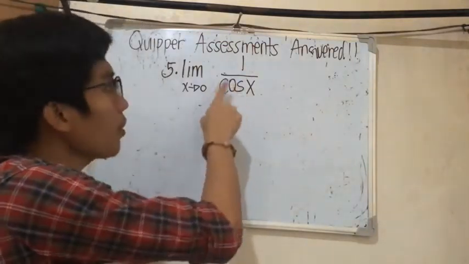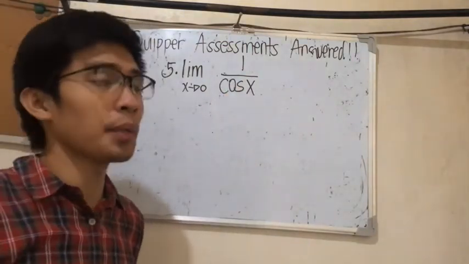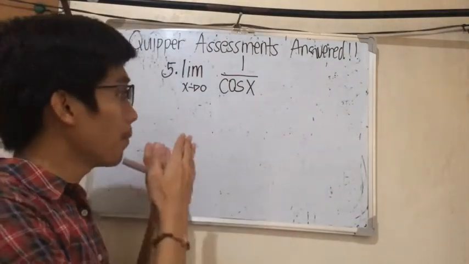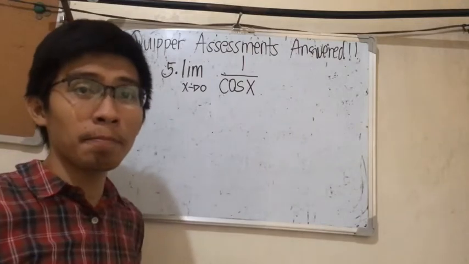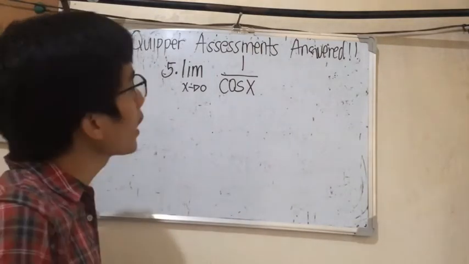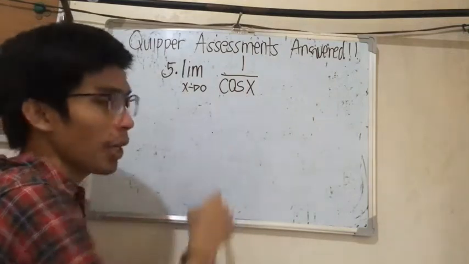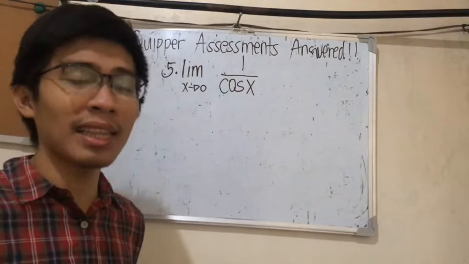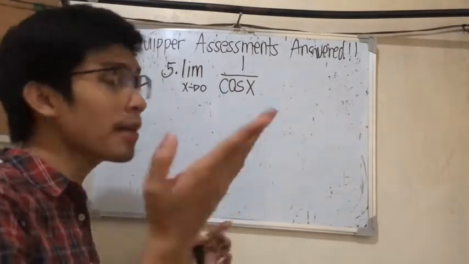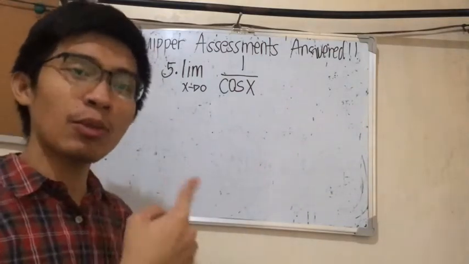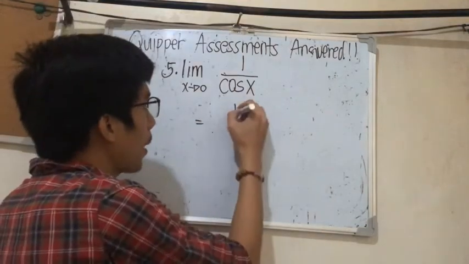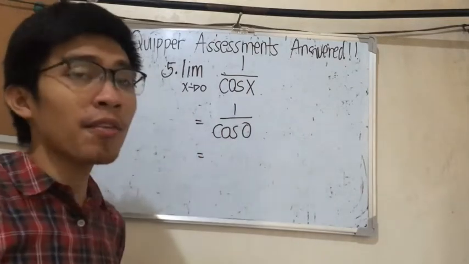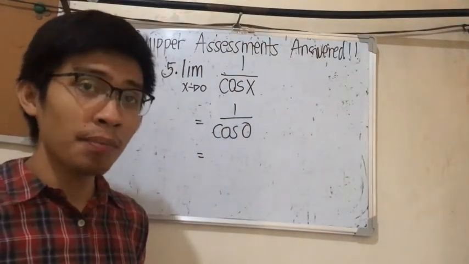That is the limit of 1 over cosine x as x approaches 0. Is direct substitution the best way in solving this problem? Yes. Why? Because once you substitute x here, it will not become undefined, because cosine 0 has a value that is not 0. So direct substitution is the best way to solve this problem, and it will become 1 over cosine 0.